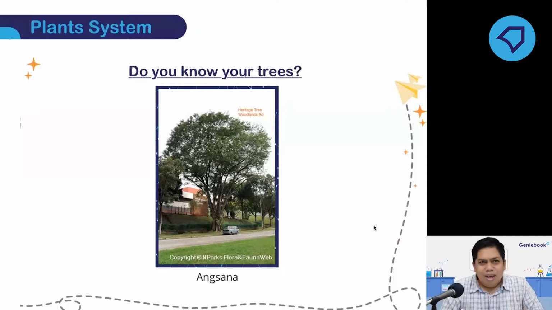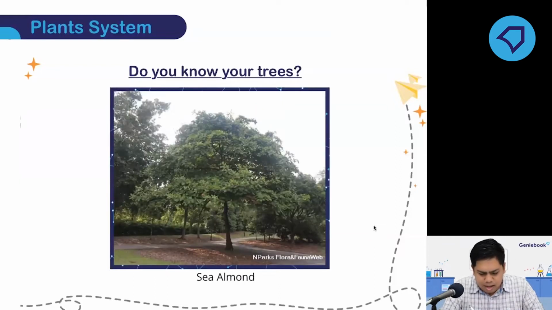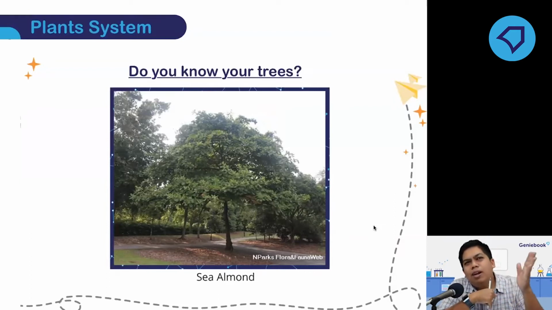All right, let's look at the next common tree that you'll see in Singapore. We have the sea almond. This one is common, but it's not as common as angsana or rain tree. Who has seen this before? And if you have, where have you seen this sea almond tree before? Anyone? Okay, yes. Quite a number mentioned park or botanic garden, or somebody says near my house.